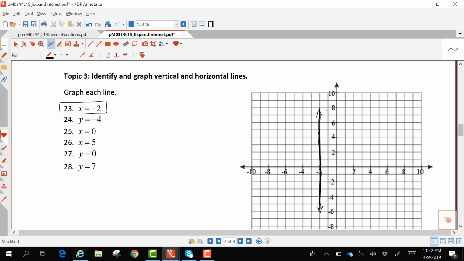Being graphed. I guess I should write on here x equaling -2. And then I'm also going to do a y equals, let's do number 28, y equaling 7. If there's only a y variable, then it will be a horizontal line right here at a y value of 7.